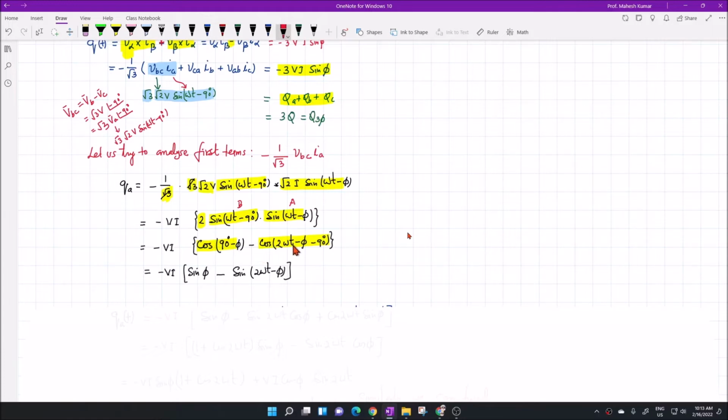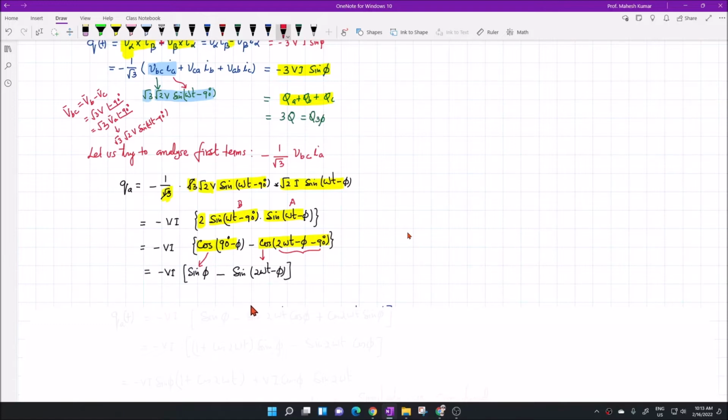And minus cos(A plus B), we will add these two angles: 2 omega t minus phi minus 90 degrees. That becomes sine phi here for this, and this also becomes sine phi. So if we observe the first term of QT and call it QA, then QA is nothing but minus BI in bracket, sine phi minus sine(2 omega t minus phi).